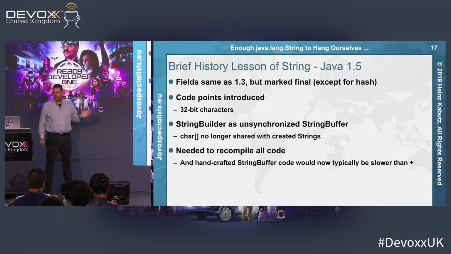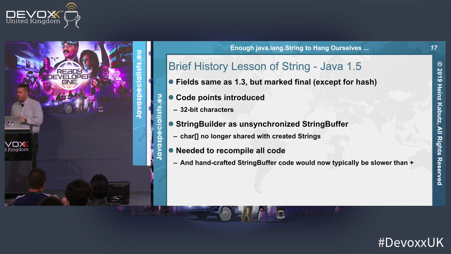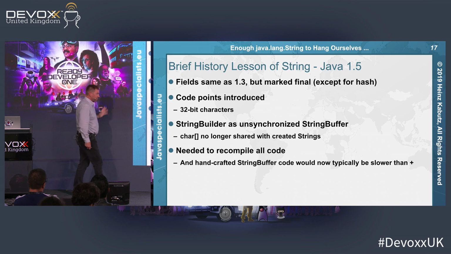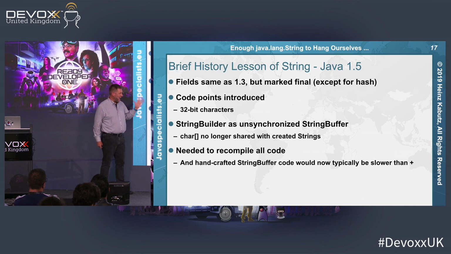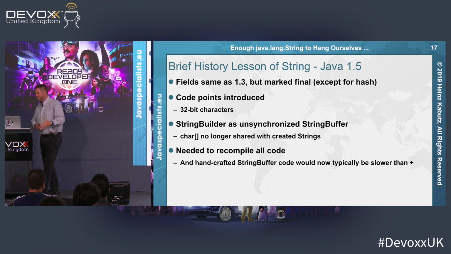However, in order to get the StringBuilder class, we had to recompile the code. And in Java 5, what would happen is if you had handcrafted StringBuffer code, it would typically be slower than StringBuilder. As I said, in Java 6, they changed a few things, so it actually was faster again.